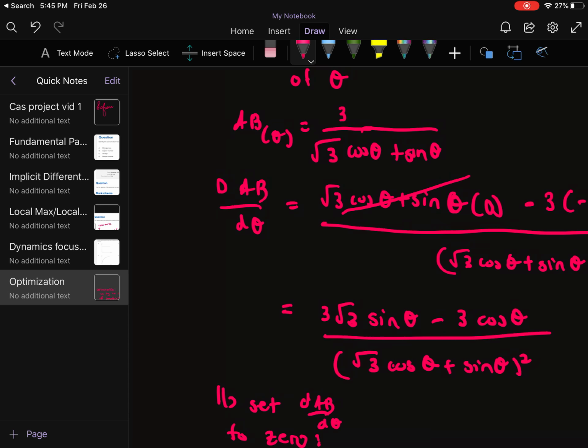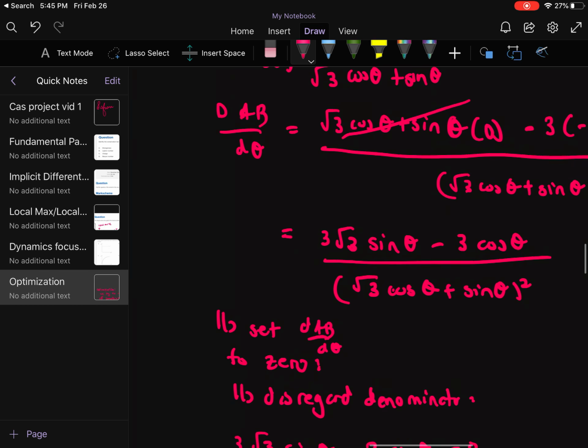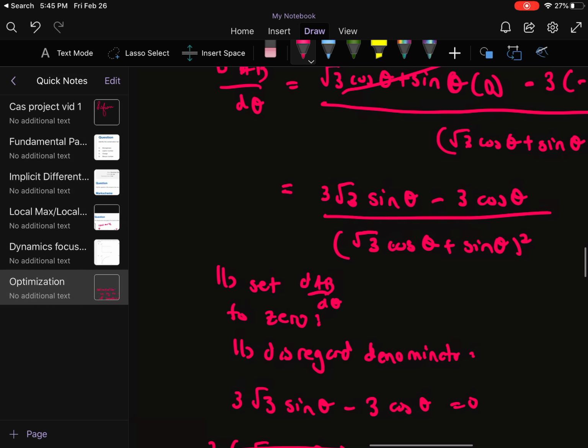Now we want to find the minimum. Because this is a first derivative equation, we're going to set it to 0, because that corresponds to the local extrema on f of x. So we're going to set dAB over d theta to 0. We're going to disregard the denominator. So 3 root 3 sine theta minus 3 cos theta is equal to 0.